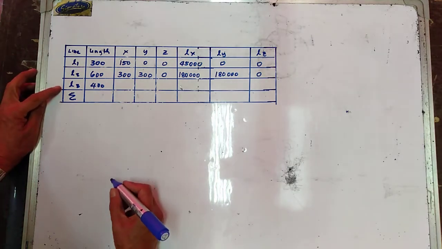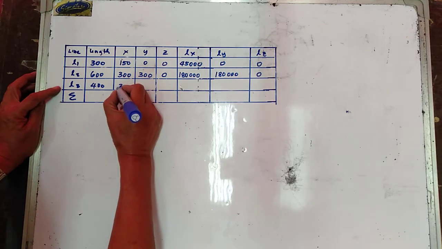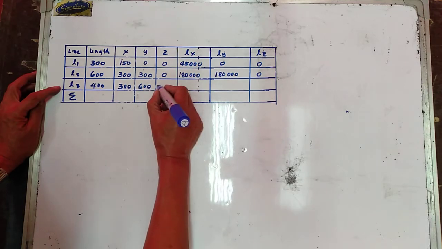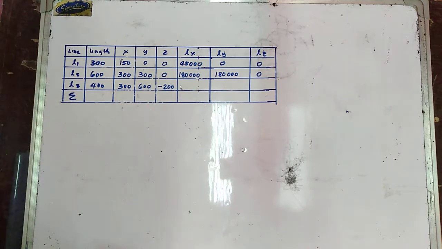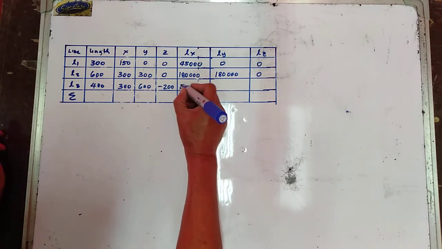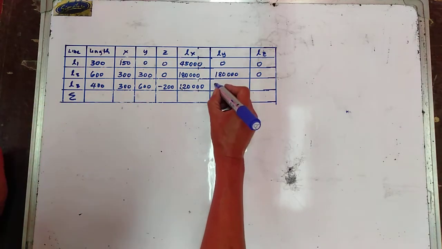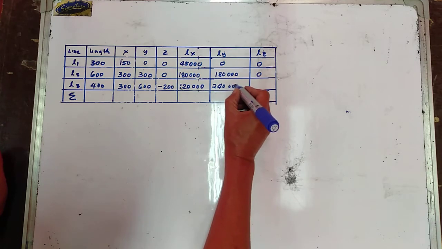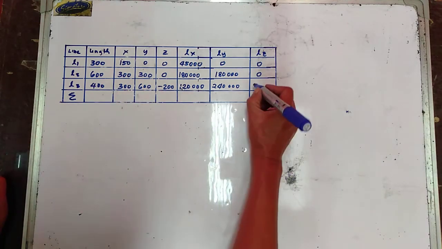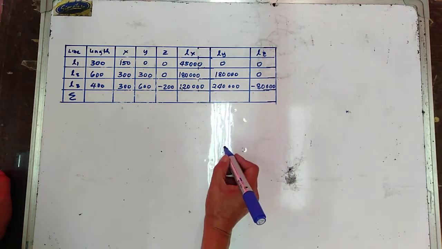For the last line, which is L3, then we have your x is 300, your y is 600, and your z is negative 200. So Lx, that is 400 by 300, is equal to 120,000. 400 by 600, so we have 240,000. And then 400 by negative 200, that is minus 80,000. That is minus 80,000.